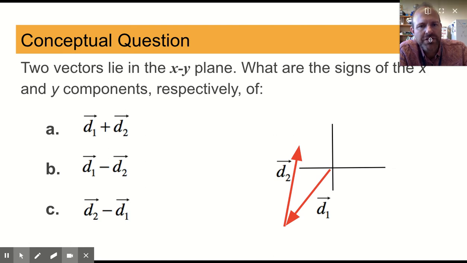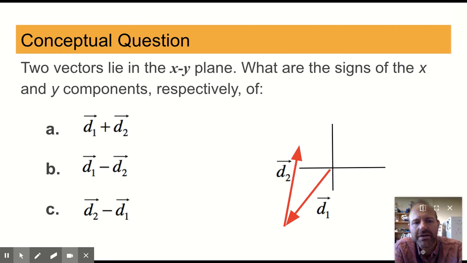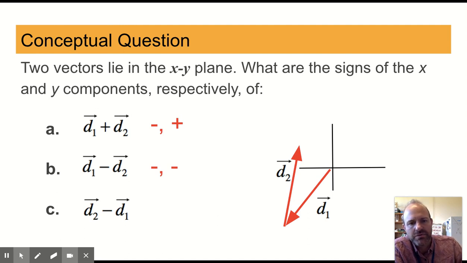So, last little question here. If you were to take vectors 1 and 2 and add them up, what are the signs of the x and y components? Well, if you add them directly, as shown here, we'll get negative in the x, positive in the y. If you subtract 2 from 1, you'll get negative for both. And if you subtract 1 from 2, you would end up with positive for both.